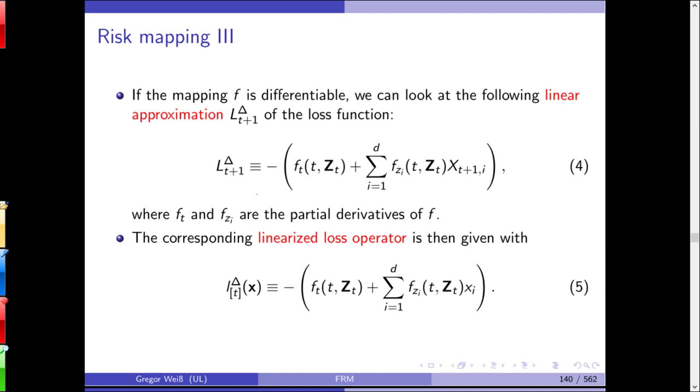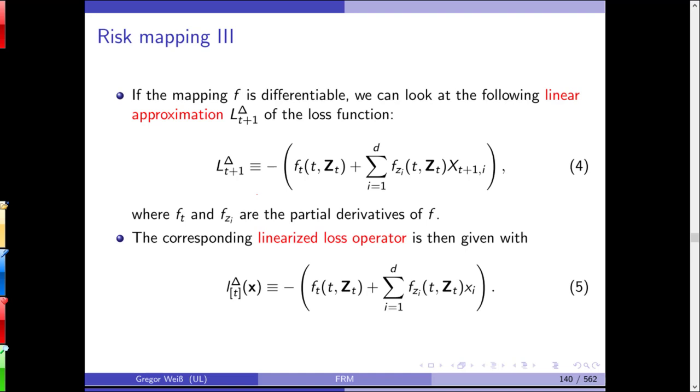However, as we haven't talked about f, it could be that f is differentiable, it could be that f is continuous, or not continuous. Now, if the mapping f is differentiable, we can look at the following linear approximation L^Δ_{t+1} of the loss function. And this is quite simple. Not at first sight, but actually mathematically it's quite simple. Does everyone know what a Taylor approximation is? You should have learned this in your math class. Taylor polynomial, Taylor's theorem, and Taylor approximation.